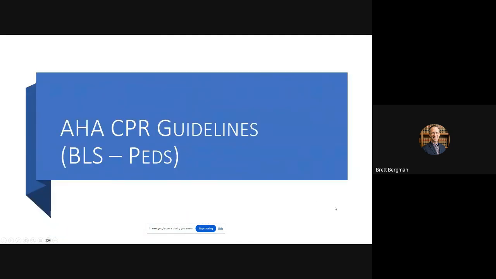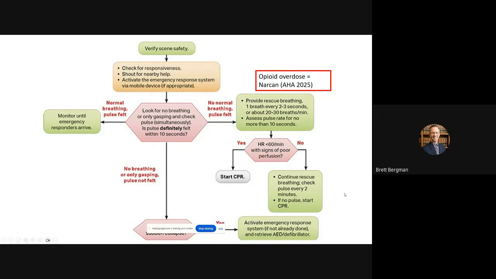With pediatric patients, the guidelines are very similar to the adult. Very little has changed. What they talk about here again is that if there are signs of an opioid overdose, we're going to administer that Narcan. Now, one of the things that is different with a pediatric patient is that if they're not breathing and we feel a pulse, we're going to do rescue breathing.